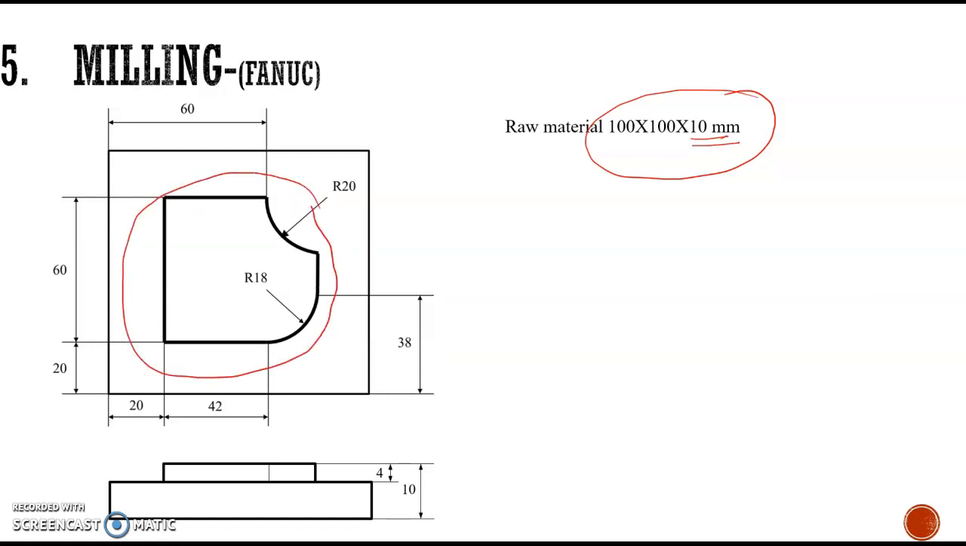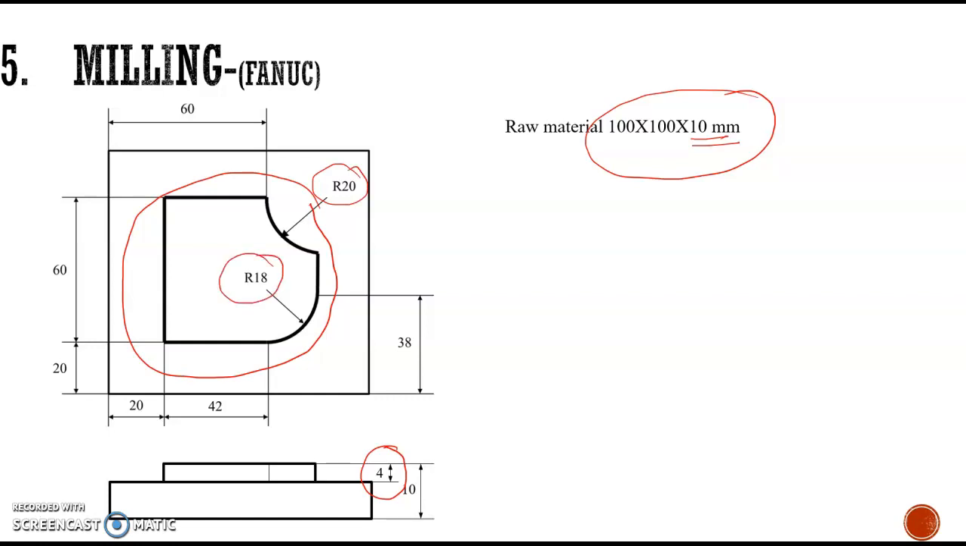a shape like this, and which will have a depth of 4 mm. So it will be like this. It will be projecting from the surface of the workpiece. All required dimensions of the shape are given. It contains two curved surfaces also, one having a radius of R20, another having a radius of R18.